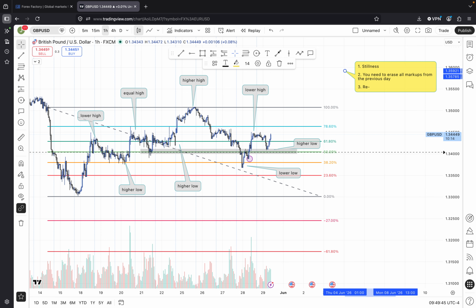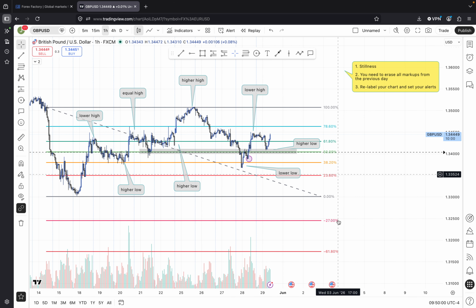After you erase all the markups from the previous day, then relabel your chart, and set your alerts. Now, when you relabel your chart, you are having a whole fresh state of mind, and you're going to see things completely differently, right? I went on the 4 hour.